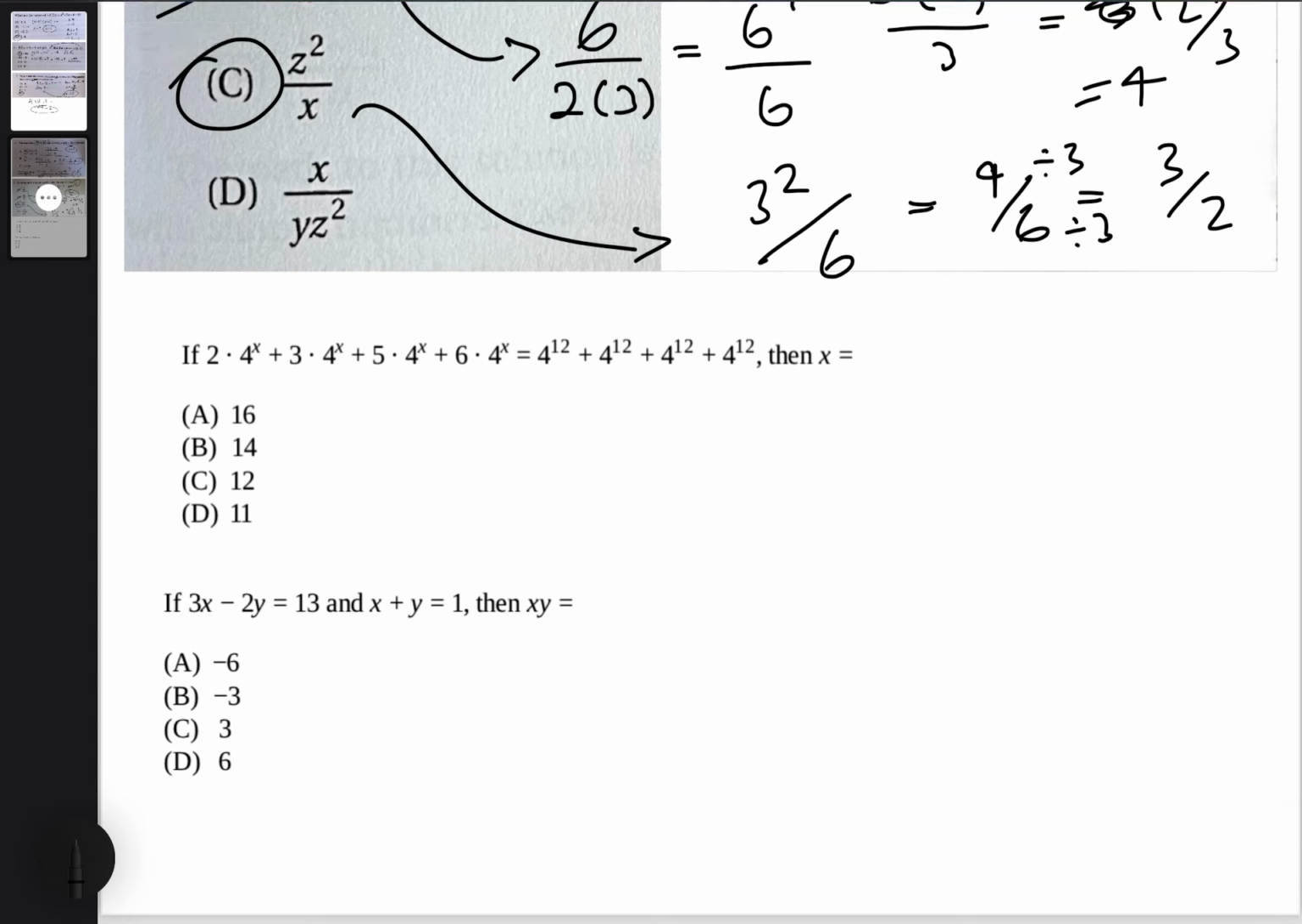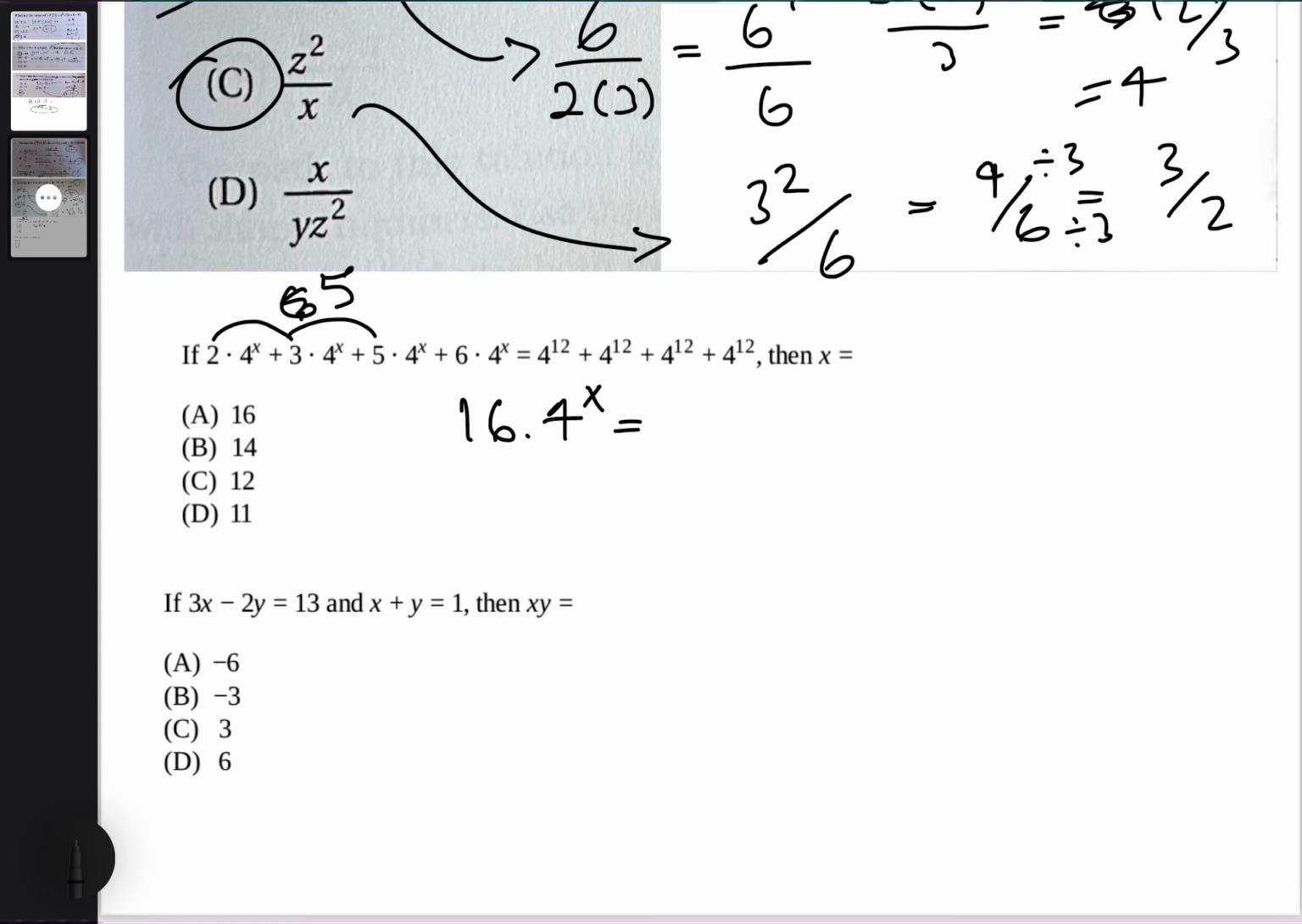Now, let's take a look at these two last questions. A lot of people find them very confusing, but they're actually quite easy if you use the exponent rules. So first of all, here, you can just add all these numbers because all of them have the same sort of notation of exponents getting added up. So 2 plus 3 is 5. And then 5 plus 5 is 10. 10 plus 6 is 16.